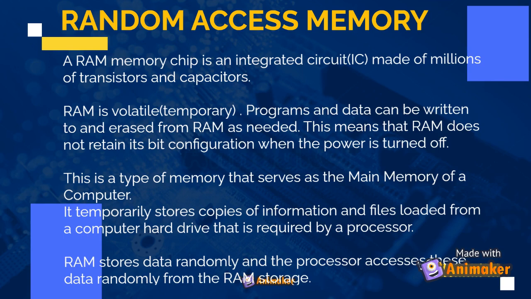This is a type of memory that serves as the main memory of a computer. It temporarily stores copies of information and files loaded from a computer hard drive that are required by a processor. RAM stores data randomly, and the processor accesses these data randomly from the RAM storage.